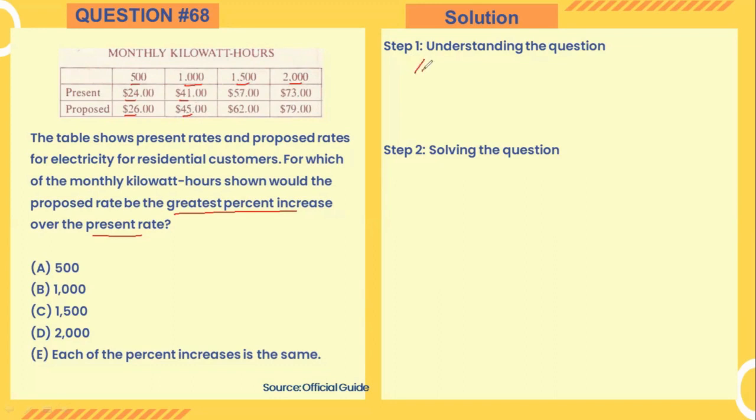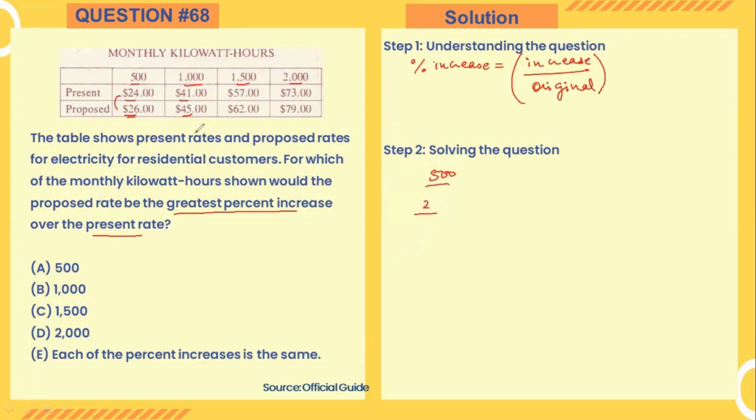So if we have to find out the percentage increase, what is the formula? If we understand it carefully, it will be the increase over the original value, or initial value, multiplied by 100%. That will be the percentage increase, right? So how much is the percentage increase? Let's start solving. How much is the percentage increase for 500 kilowatts? Can we say the increase was from 24 to 26? There is an increase of $2 for this particular kilowatt.